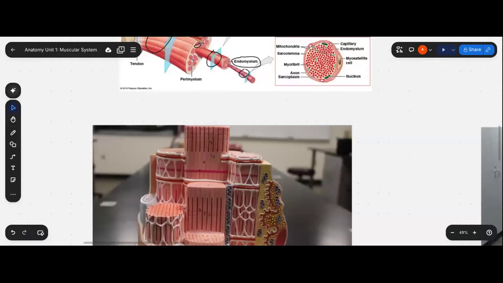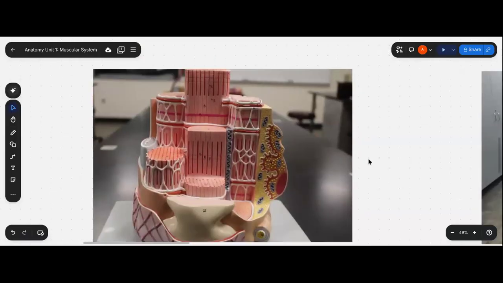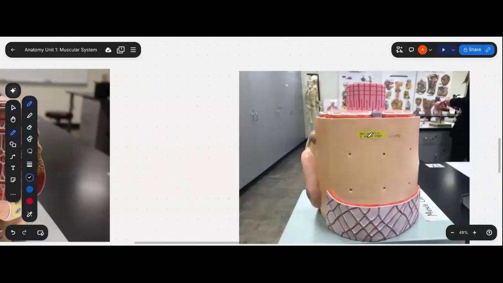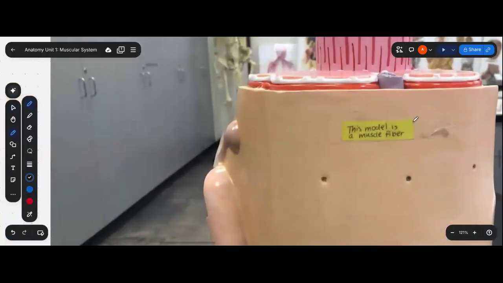All right, now moving on, we are going to look at a whole muscle fiber. So this whole model is a muscle fiber, and you can see over here on the back of the model, it even says this model is a muscle fiber.